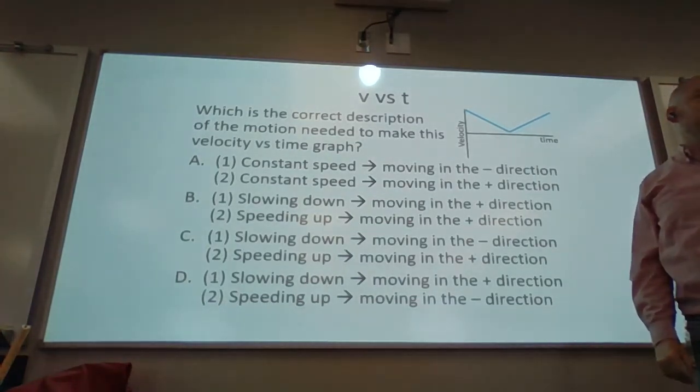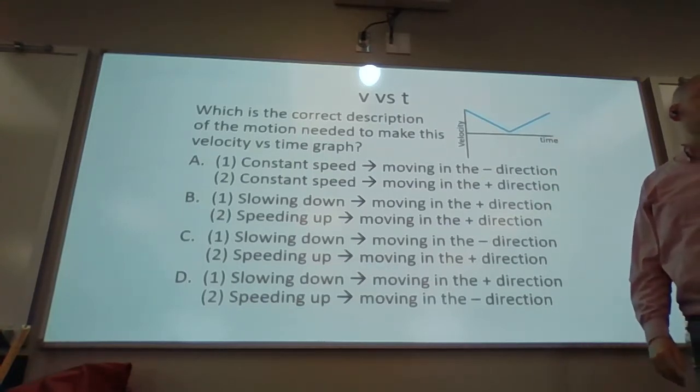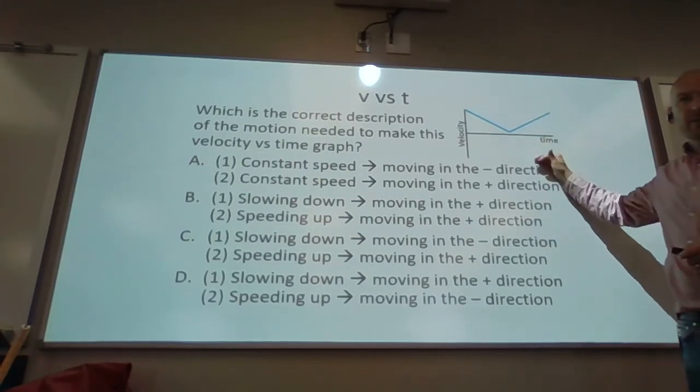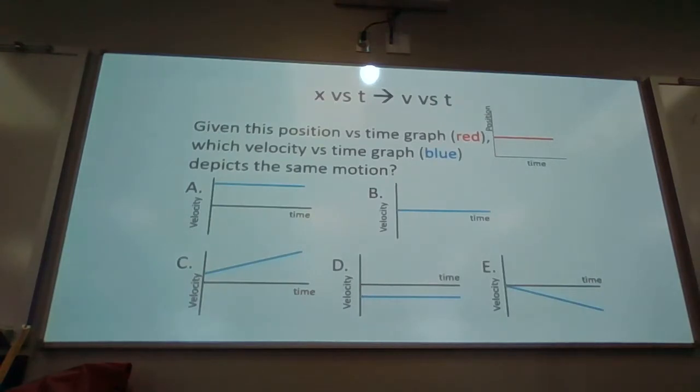Good with that? Popular wrong answers say you turn around. It kind of looks like it, but you never switched. Okay? Here's the next level of difficulty. I give you a position versus time graph, and you tell me what the velocity versus time graph looks like.